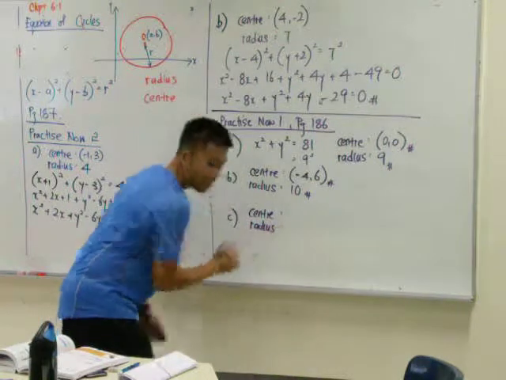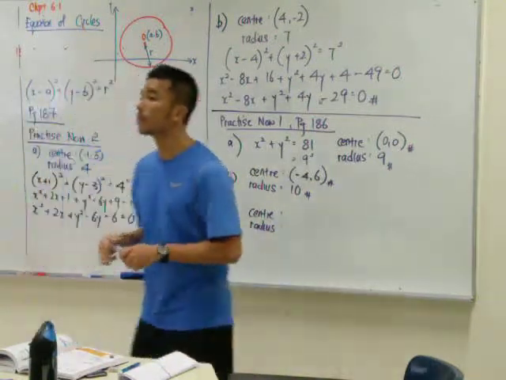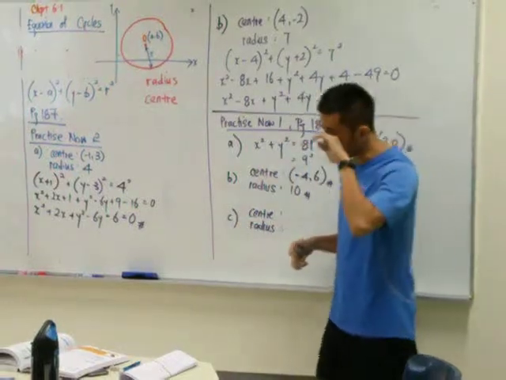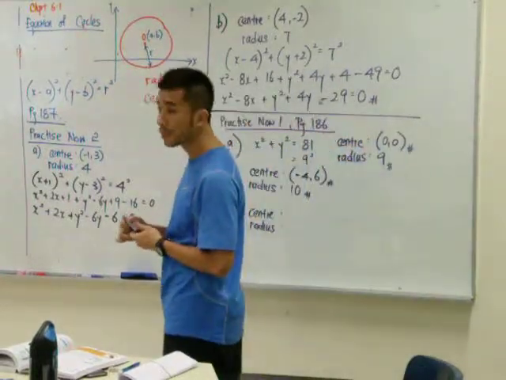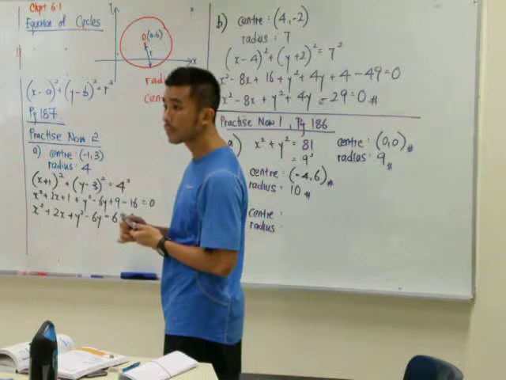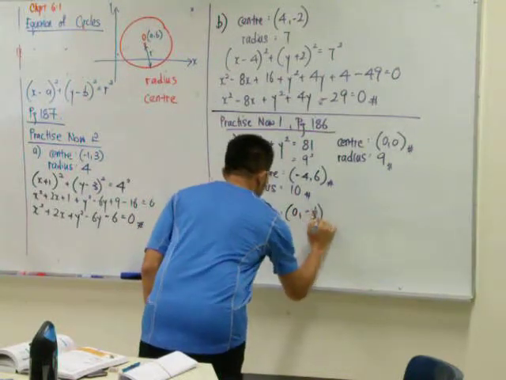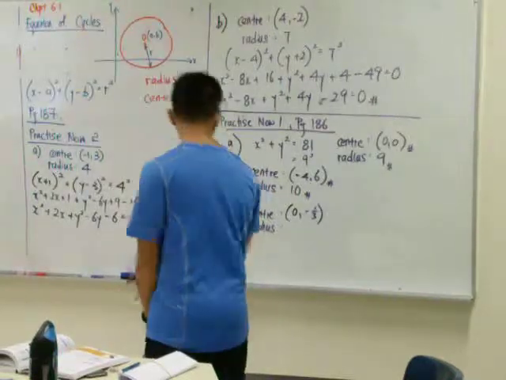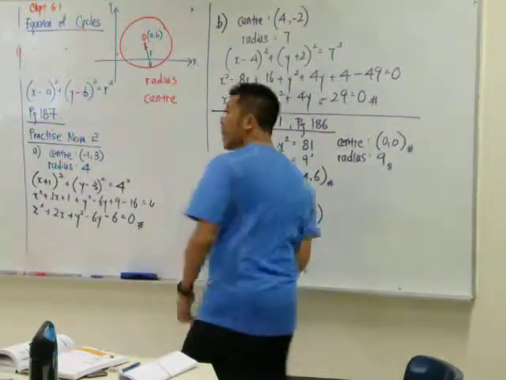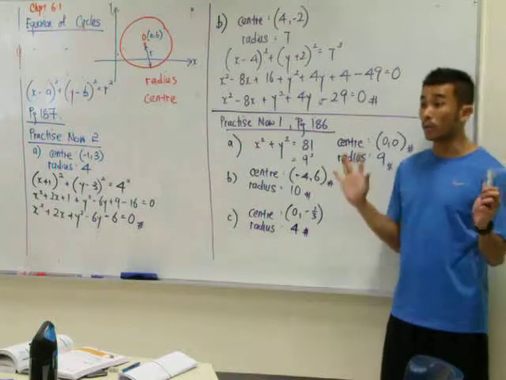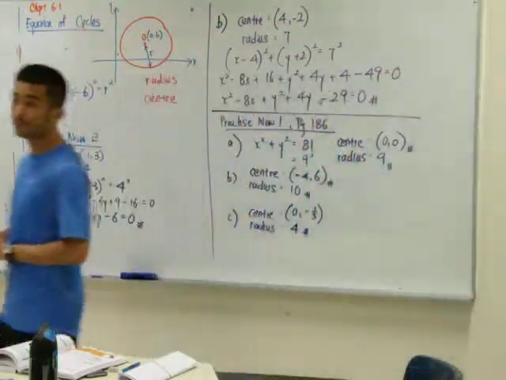Okay, the last one, part C. Hazel, can you give me the center as well as the radius? Okay, 0, negative 1/3. How about your radius? 4. Okay. Any issues? Very good, we are done. The basics.